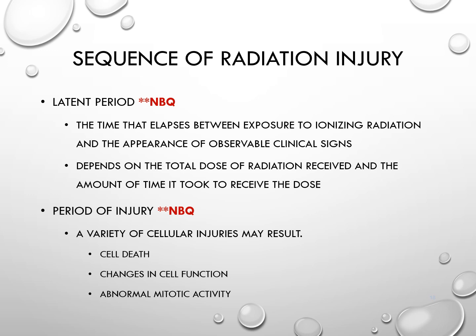And then after the latent period, the period of injury occurs. A variety of cellular injuries can result, which include cell death, changes in cell function, breaking or clumping of chromosomes, formation of giant cells, cessation of mitotic activity, and abnormal mitotic activity.